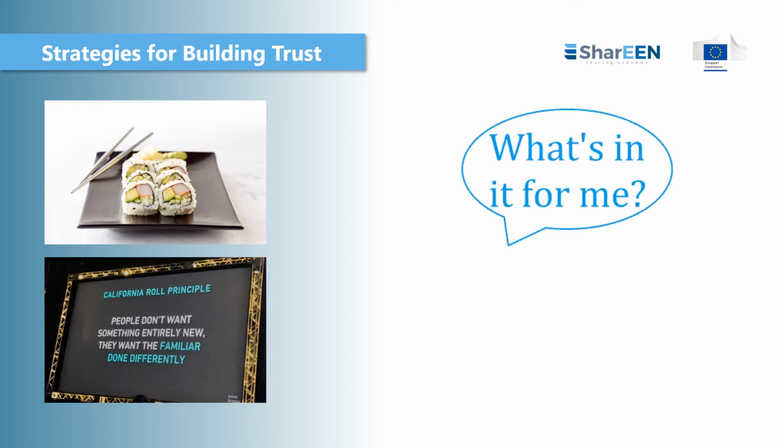The next strategy is called the what's in it for me principle. Will the new idea make my life better or not? Do the benefits outweigh the risks? Platforms need to clearly communicate the added value to the participants.